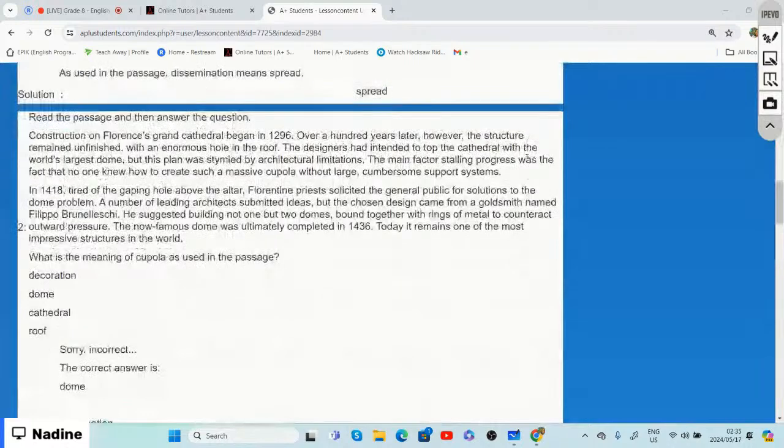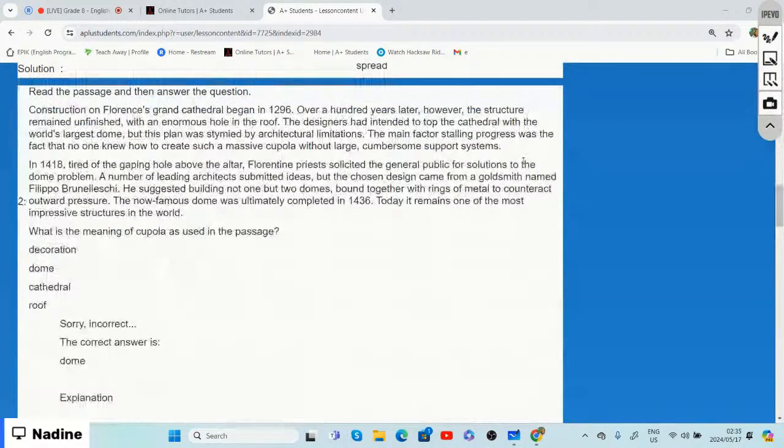Construction on Florence's Grand Cathedral began in 1296. Over 100 years later, however, the structure remained unfinished with an enormous hole in the roof. The designers had intended to top the cathedral with the world's largest dome, but this plan was stymied by architectural limitations. The main factor stalling progress was the fact that no one knew how to create such a massive cupola without a large, cumbersome support system.